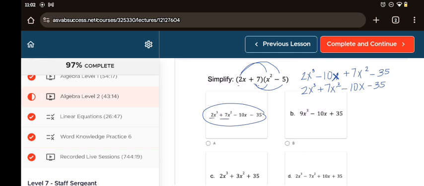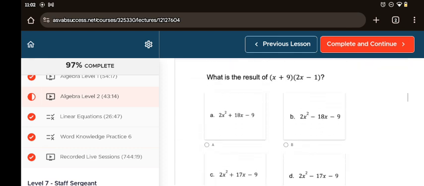So my answer here is A. 2x to the third, plus 7, minus 10, minus 35. Always check the signs because it's really easy to mess that up. For example, here, this one says 2x to the third, but it's minus 7x. So be really careful with the signs, okay? All right, let's keep going.